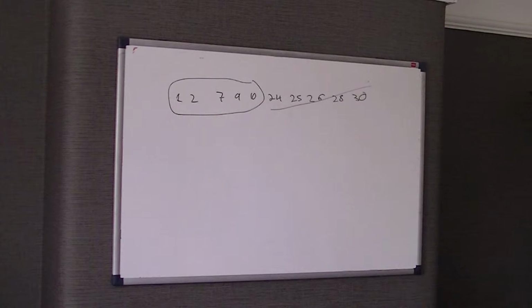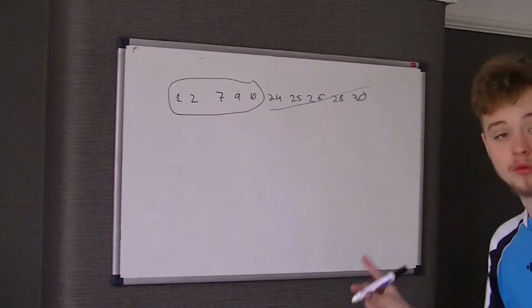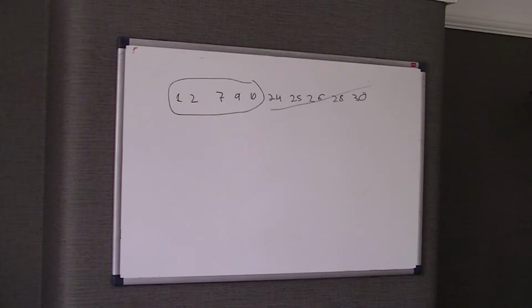So basically, to find the middle, what we did was the number of terms plus 1 over 2. And then if it needed rounding up, we would round it up. Otherwise, if it was a whole number, we would just choose that.